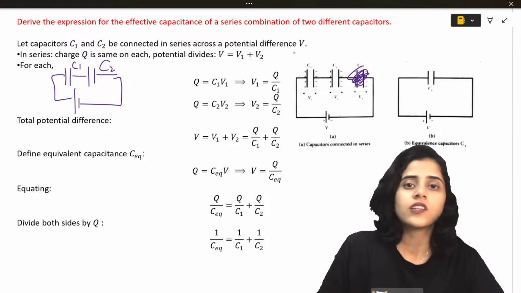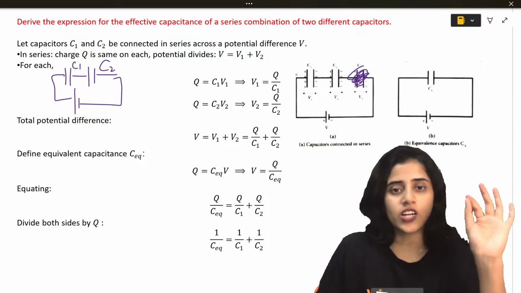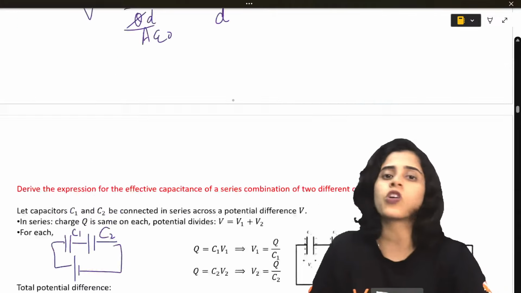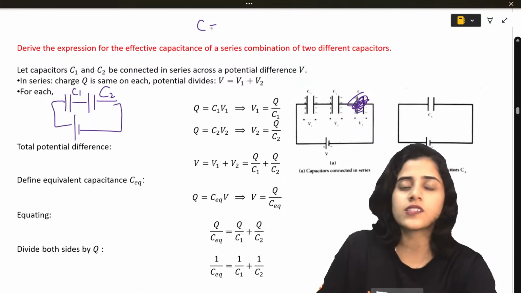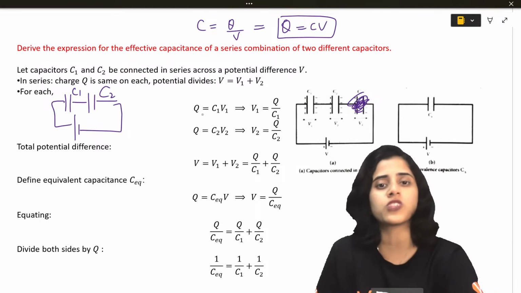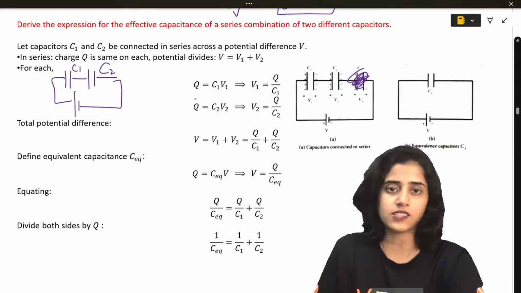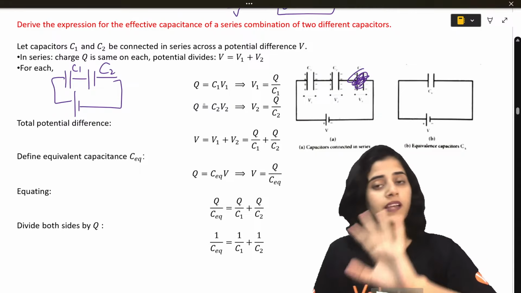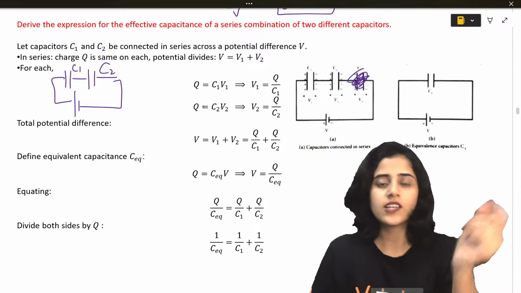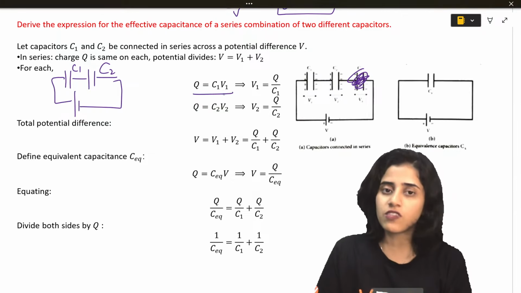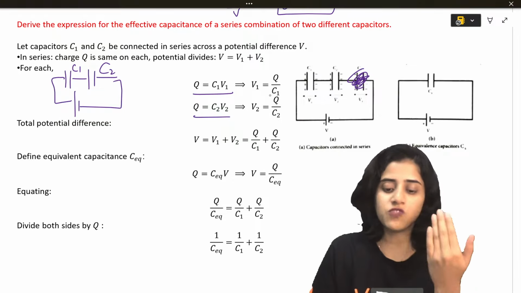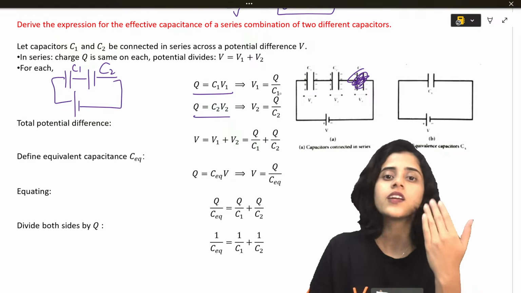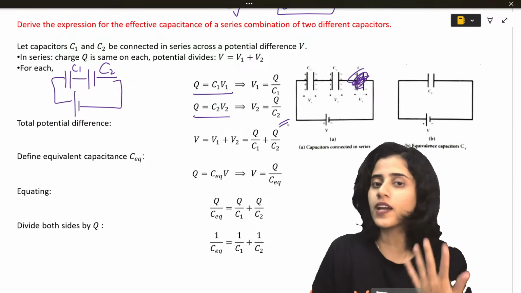Let's say Q is the charge. We already know the formula. Here, what formula did we use? C is equal to Q by V. So from this, I know Q is CV. Same formula I'm using here. Since I have two capacitors, both capacitors will get the same charge Q. For the first capacitor, Q will be C1V1. For the second capacitor, Q will be C2V2. If you rearrange the equations, V1 will be Q by C1, V2 will be Q by C2.